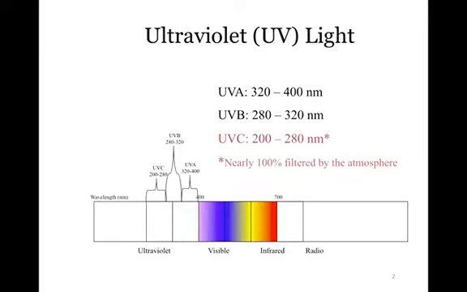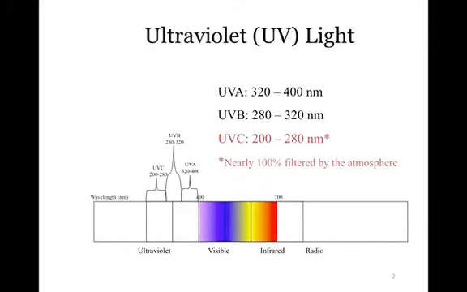UV light is electromagnetic radiation, and it's the spectrum that's just below visible light. Here we see visible light going from 400 to 700 nanometers. UV is just shorter than that, and it's divided into A, B, and C. UVA is 320 to 400 nanometers, UVB is 280 to 320, and UVC is 200 to 280. UVC is the most germicidal, meaning it's the most damaging to cells.